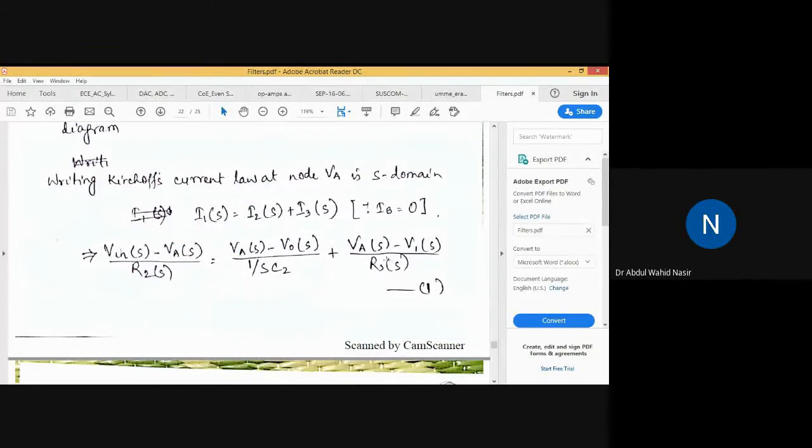Similarly, I3 can be written as VA minus V1 divided by R3. In this equation, I use only the voltage in S domain, that's why I have used a small s in the parenthesis. For R2, the resistance value, I have also given S in parenthesis. You can omit that, because R is constant, so there's no point of writing S here. But for V and B you should write in terms of S.